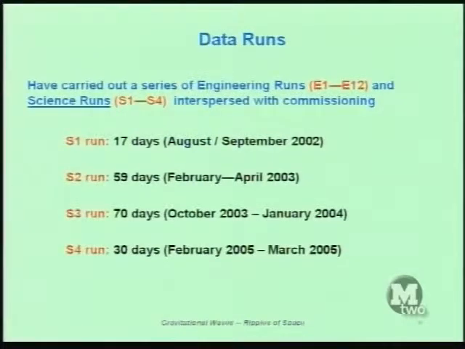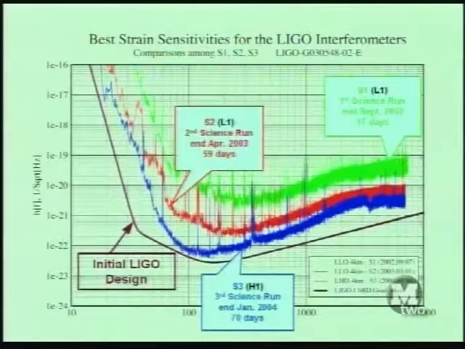And we've carried out a series of 4 scientific data runs, S for science, S1 to 4. We've had a whole bunch of engineering runs, E1 to E12. You can see that scientists are not very imaginative when they name their data runs. It's not like Operation Desert Storm, it's just engineering run E13. So we've taken these data runs, and we have these sensitivities.